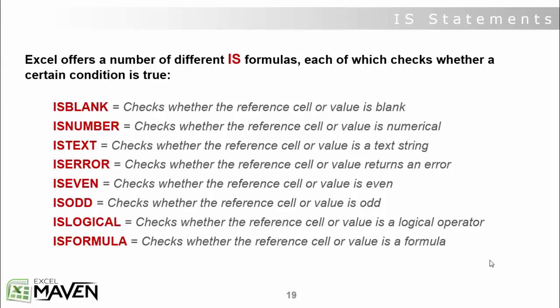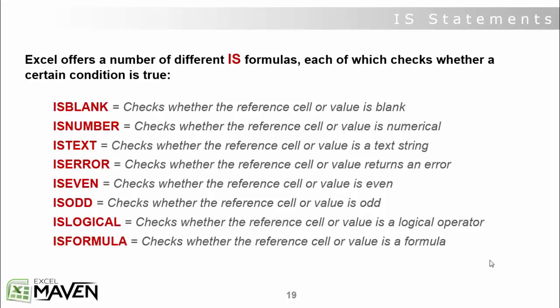All right, let's wrap up the logical operator section by talking about the IS statement. It's nice and easy. It's a good, simple one to finish on. So Excel offers a number of different IS formulas. The point is that each checks whether a very particular condition is true. So when you type an IS function, you're just going to return either a TRUE or a FALSE. Those are the two possible values.